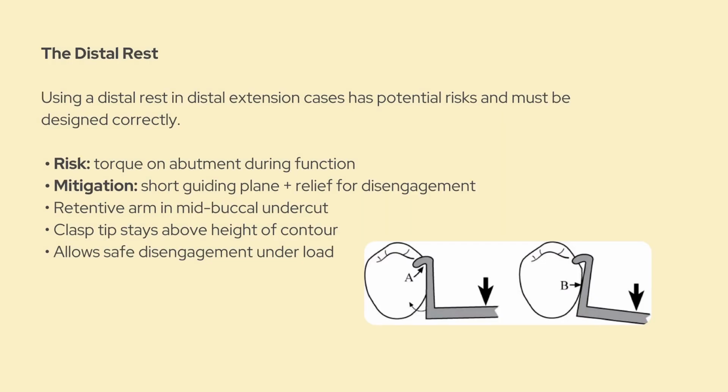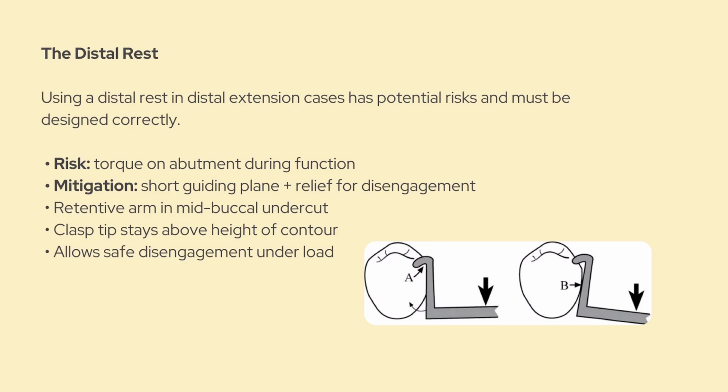Now, there's always been a bit of debate around the distal rest concept. The concern is that when you place a rest on the distal side of a tooth in a distal extension case, you risk torquing the abutment during function. But if the design is done right with a short guiding plane and a little relief between the connector and the tooth, the rest can actually disengage under load. That lets the prosthesis shift slightly without putting too much force on the abutment.